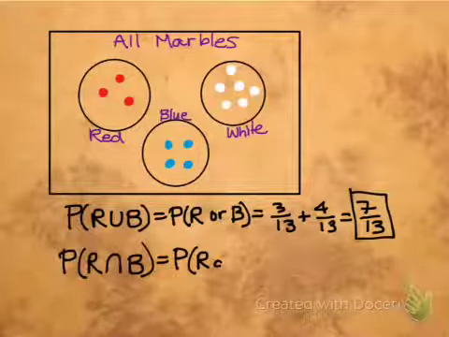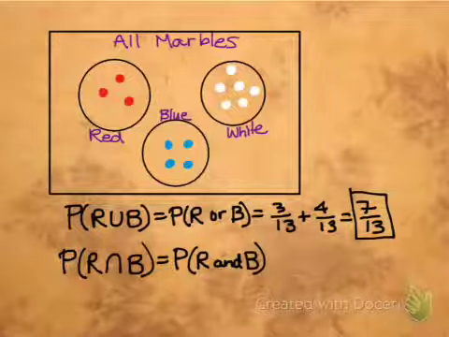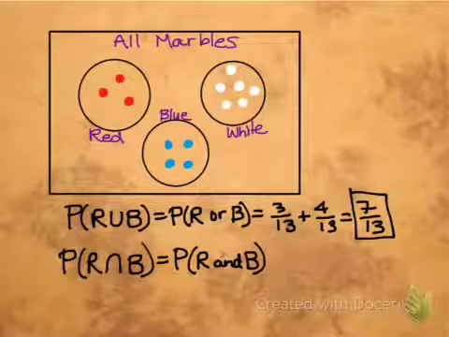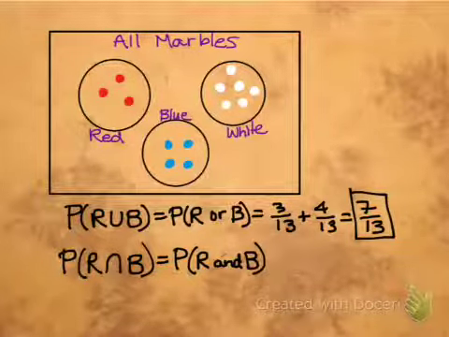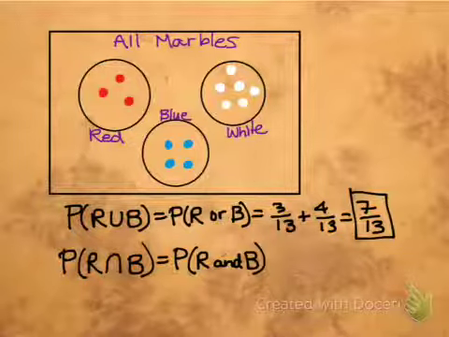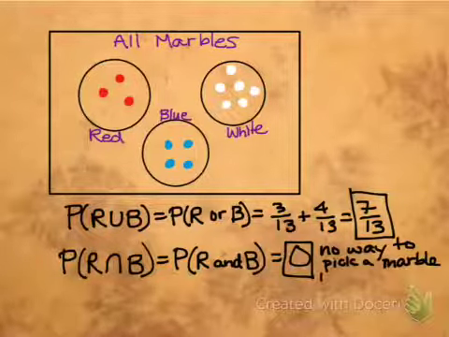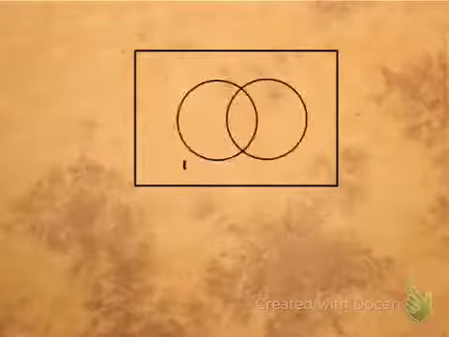If we're talking about the red and blue, that's the intersection part. We want to know what's the probability of getting a red and a blue when you put your hand in and draw out one marble. It's impossible to pull out one marble that is red and blue, so that is 0. There's no way to pick a marble that's both.